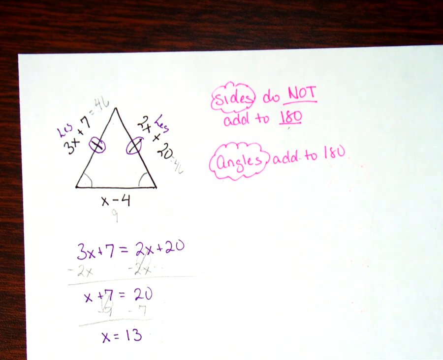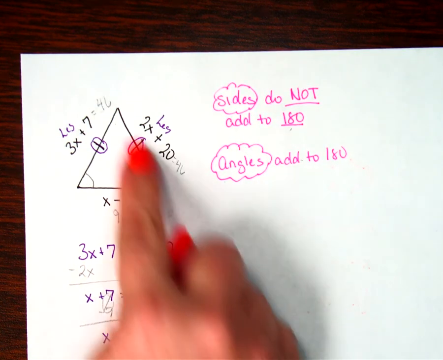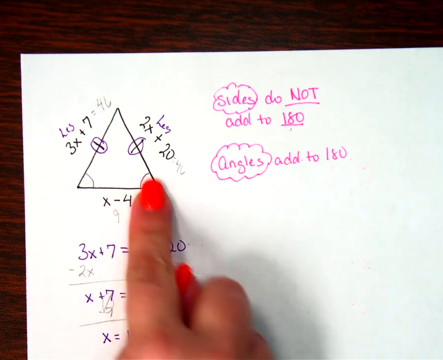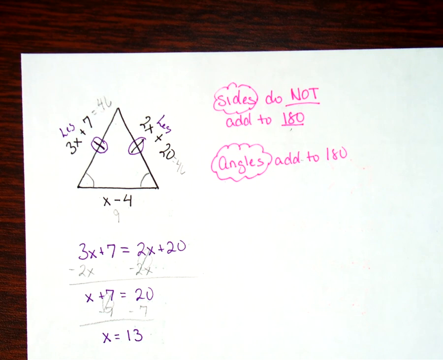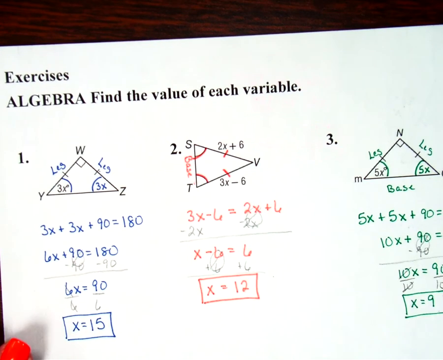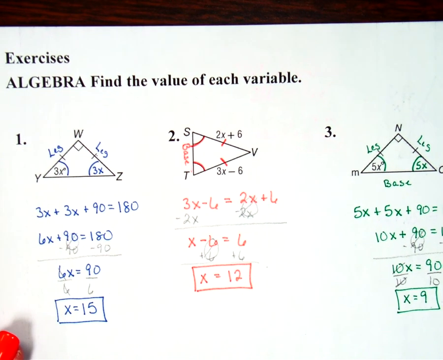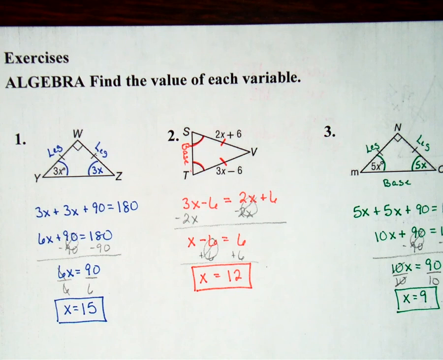Okay, so try to keep that in mind. Angles add up to 180. The two base angles are the same. Your sides can add up to any different number. Okay, it's just the perimeter, and all triangles can have different perimeters. They don't all have to be 180. Okay, so keep that in mind when working with your isosceles and really any triangle.